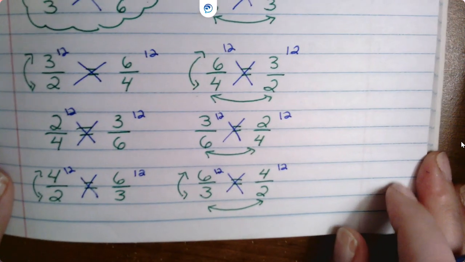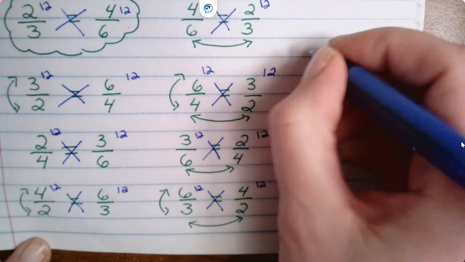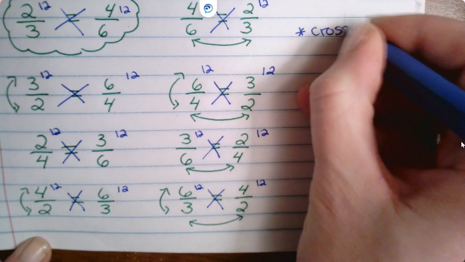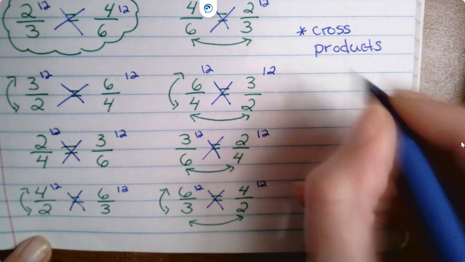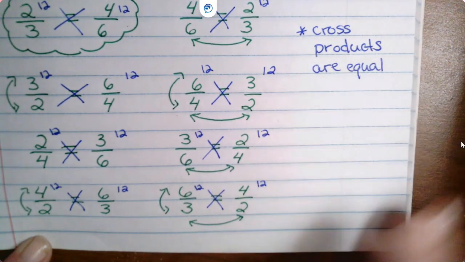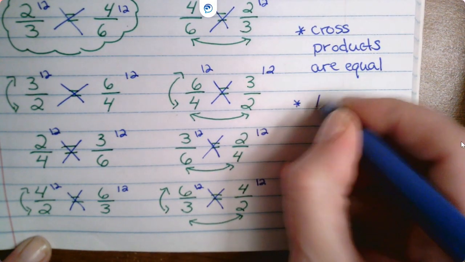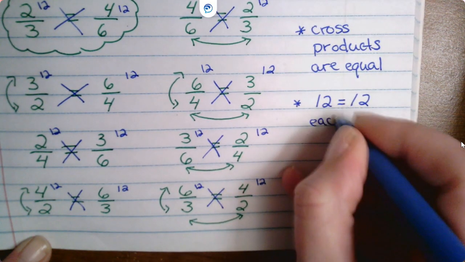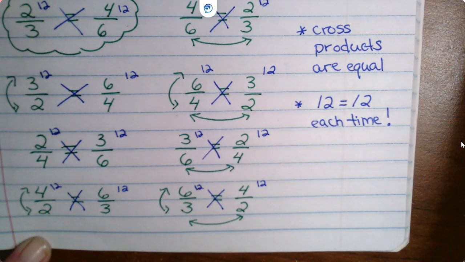So the same concept applies to this example. Write this over to the side with this one as well. My cross products are the same. Or we can say equal. My cross products are equal. And in this case, it was 12 equals 12 each time. And there you have it.